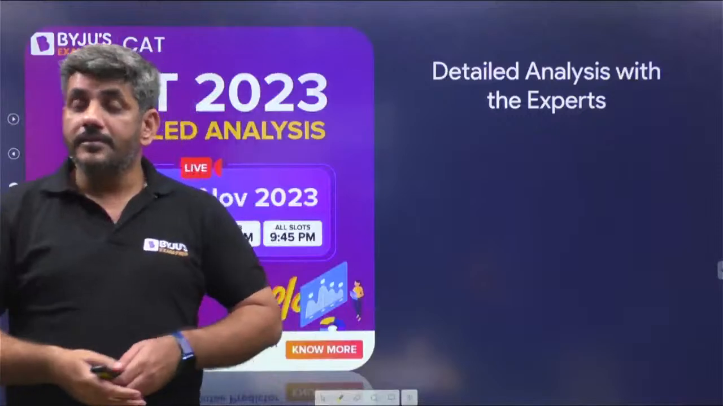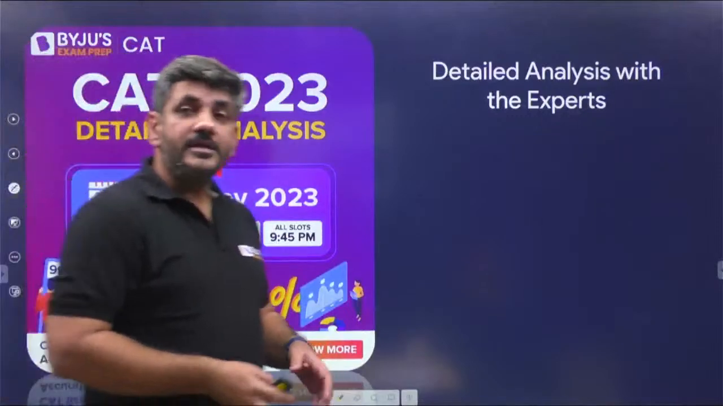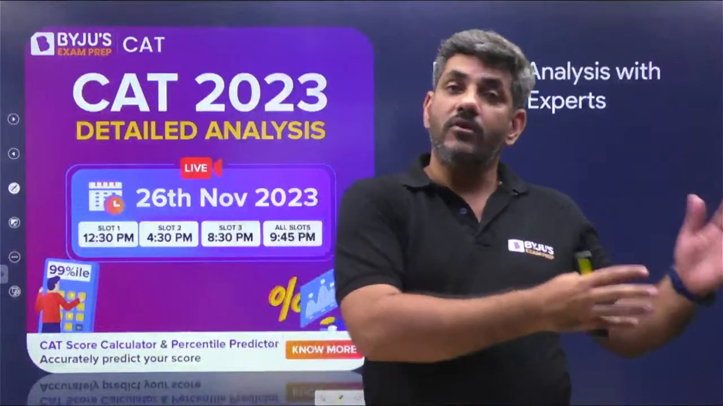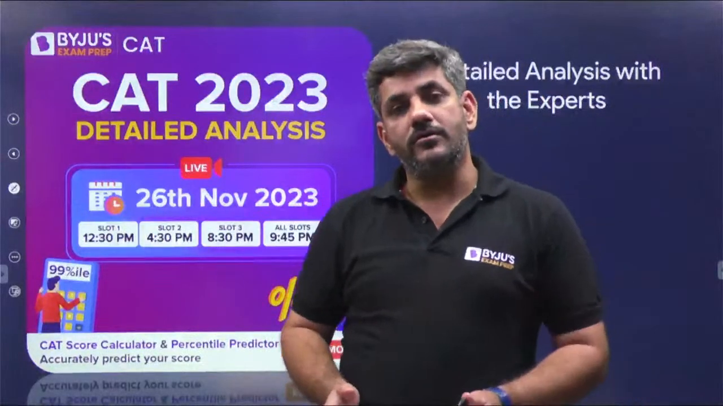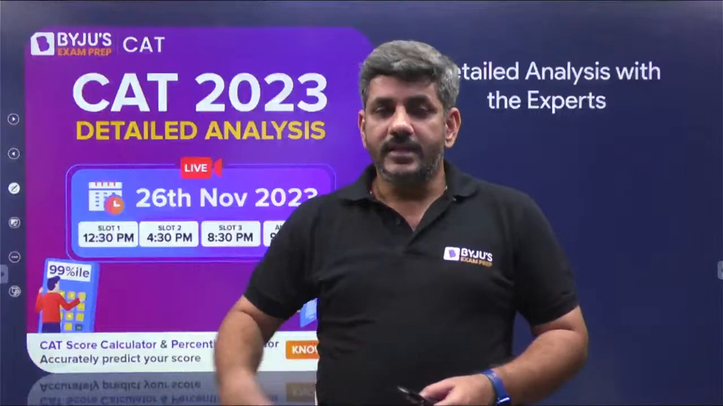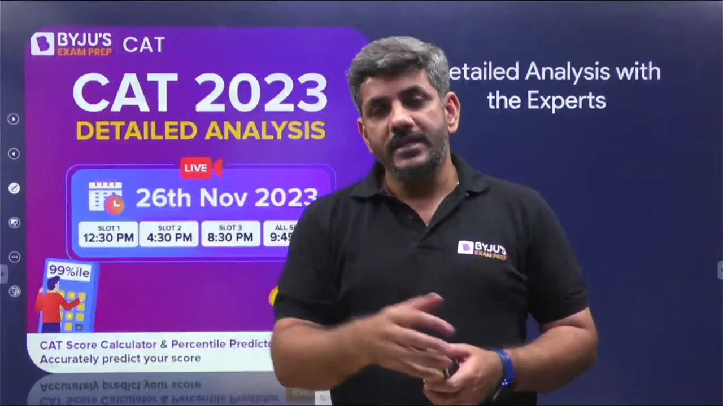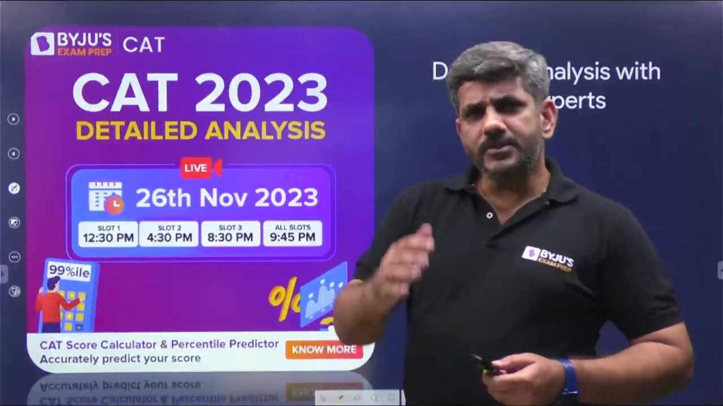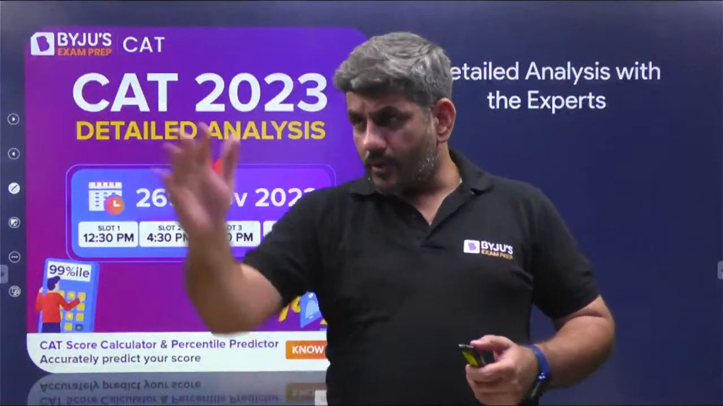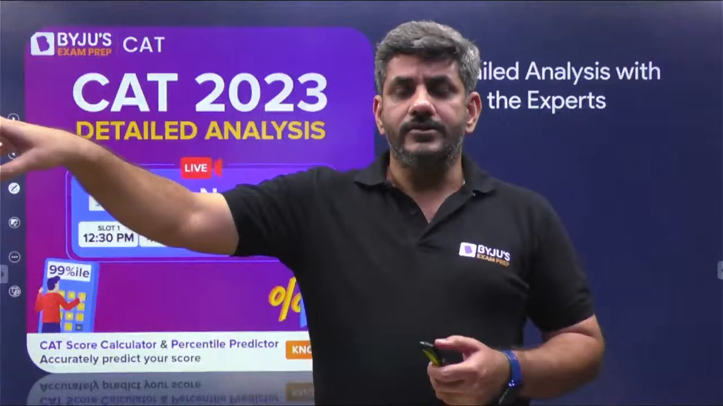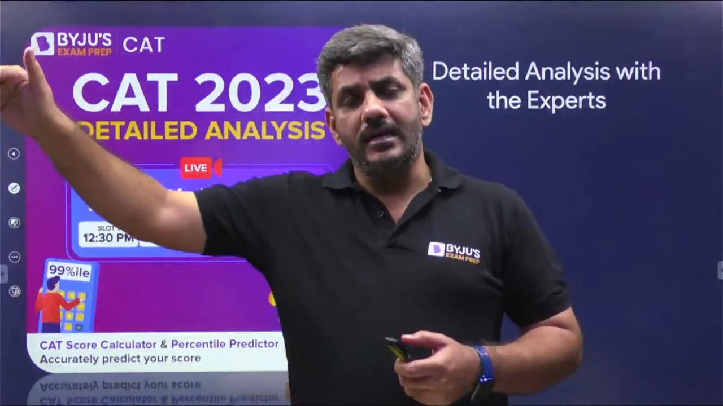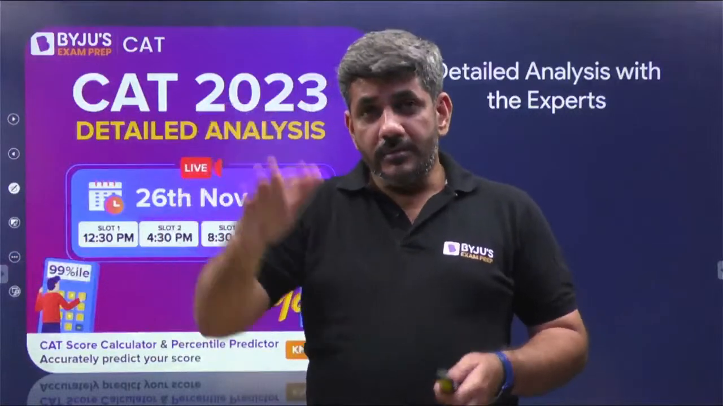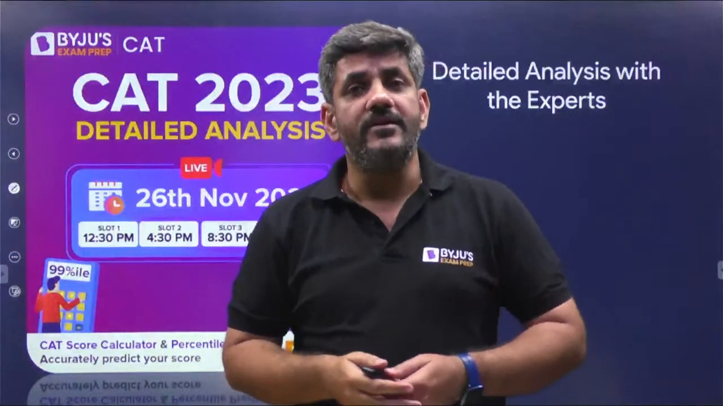We all will be there with you with our expertise of all the 3 slots, because there are 2-3 people who have appeared in slot 1, 2-3 people have appeared in slot 2, 2-3 have appeared in slot 3. Then we all would be discussing the 3 slots together at 9:45 p.m. We'll be talking about the normalization as well, that probably in this slot we feel that quant was a little more difficult, LRDI was a little less difficult. So we'll be giving you a normalized picture at 9:45.